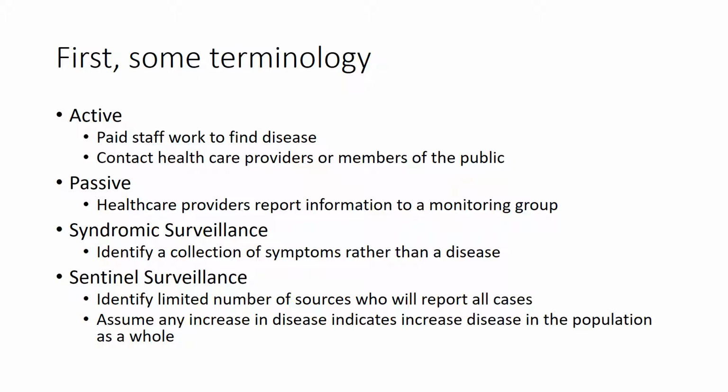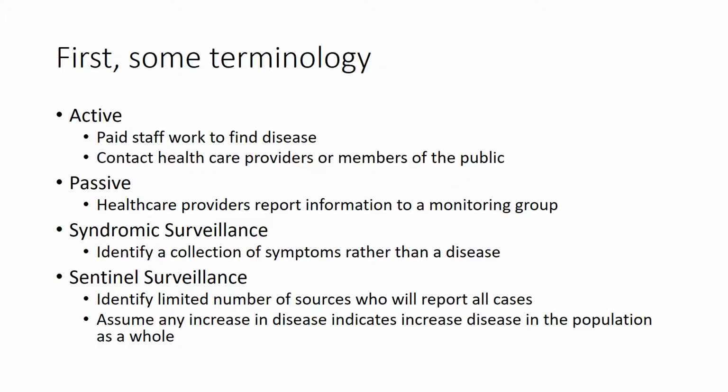So there's a couple terms to be familiar with before thinking about how to use these types of surveillance systems. First is the idea of an active surveillance. Active surveillance occurs when some staff member on your team, someone who's paid, an employee, goes out into the field to collect information. Either they go personally or they're contacting people in the field to identify areas of disease, cases of disease, risk factors for disease. This can be contacting healthcare providers. This can be contacting general members of the public. But the idea is the same, that you're actually paying someone to go out and find this information.